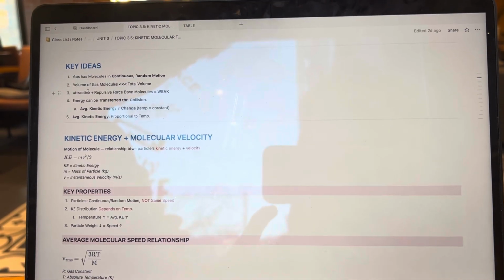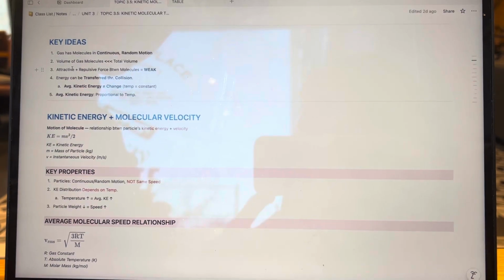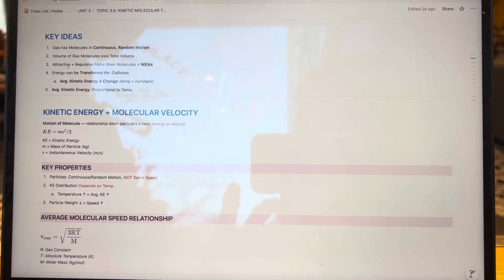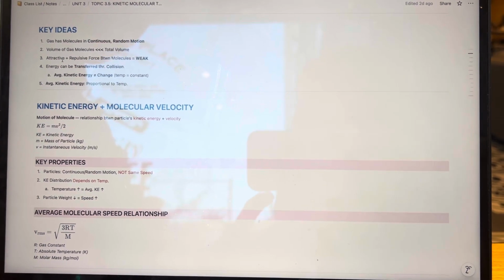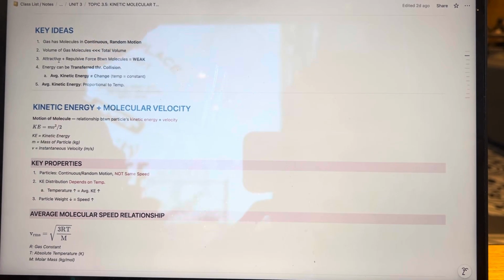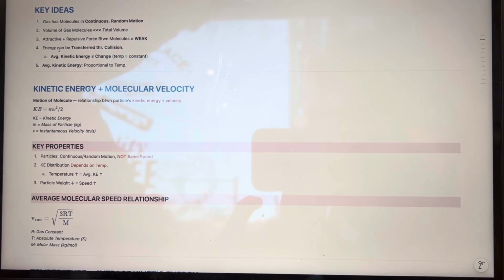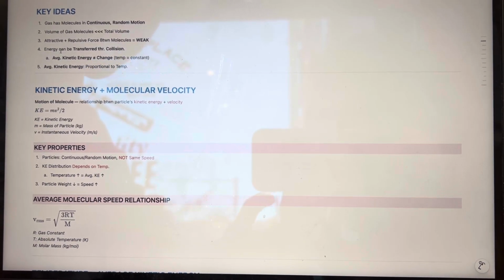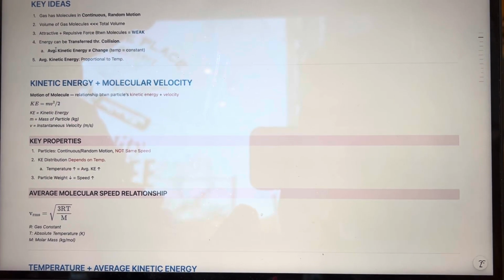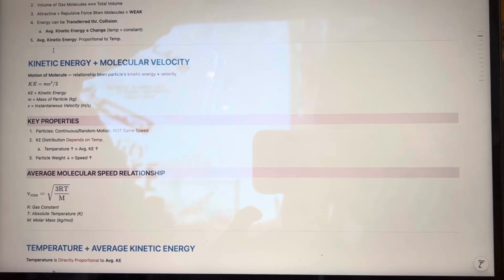The second one is that the volume of gas molecules is much smaller than the total volume of the container. So even though there are a lot of gas molecules in a container, the size of the molecule, the particle itself, is much smaller than the gap between each particle. And third, the attractive and repulsive forces between molecules are so weak that they do not significantly contribute to the motion of gas particles. And the fourth one is that energy can be transferred through collision.